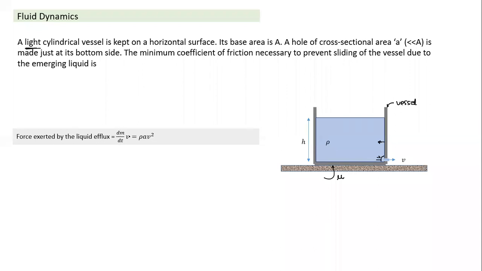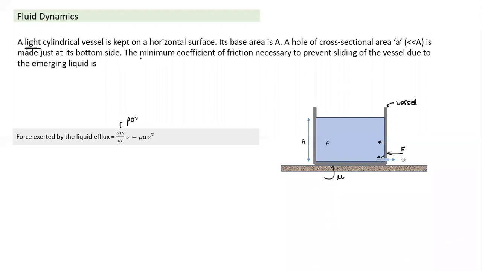How much is that force? Force is dm by dt into velocity. This is the mass flow rate. Mass flow rate, we have seen earlier also, is rho into area of cross section into velocity, and one more velocity, so it becomes rho A v square. Thus this is the force exerted by the liquid flux. So this whole container will behave as if somebody is pushing it with this force. If someone is pushing it with this force, it has to be resisted by the friction force.